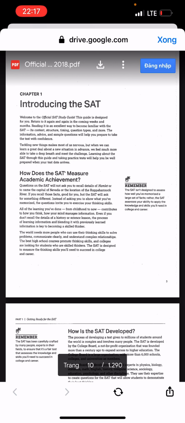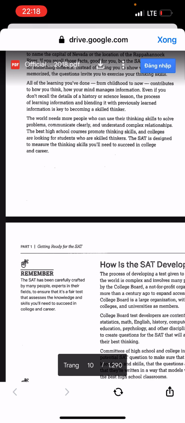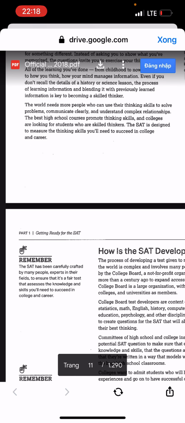The world needs more people who can use thinking skills to solve problems, communicate clearly, and understand complex relationships. The best high school courses promote thinking skills, and colleges are looking for students who are skilled thinkers. The SAT is designed to measure the thinking skills you need to succeed in college and career. Remember, the SAT has been carefully crafted by many people, experts in their fields, to ensure that it's a fair test that assesses the knowledge and skills you need to succeed in college and career.